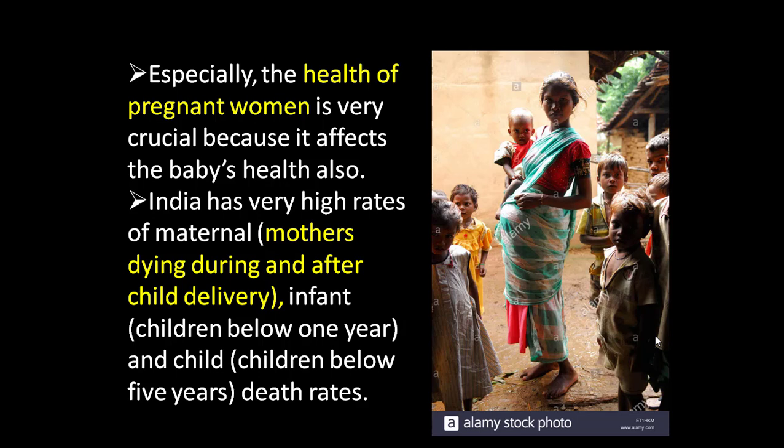That is the maternal deaths and infant deaths, like children below 1 year. Children dying below 1 year, they are unable to celebrate their first year. That is called infant death rates. And the deaths of children below 5 years is considered as the child death rates.